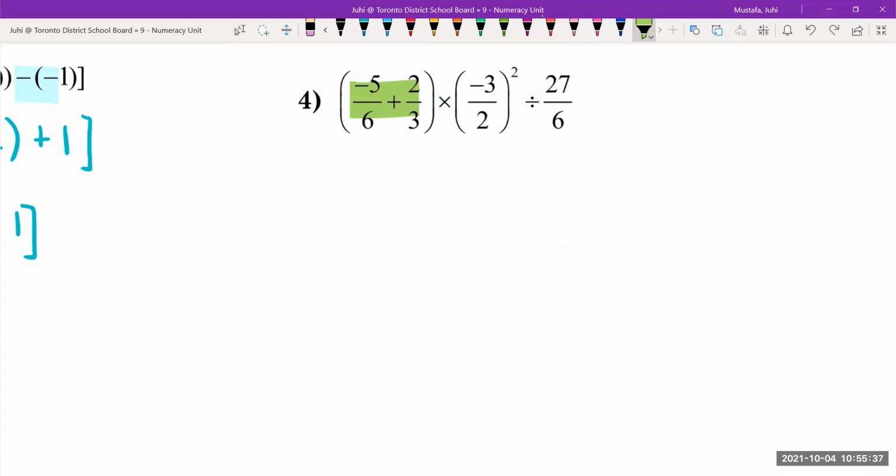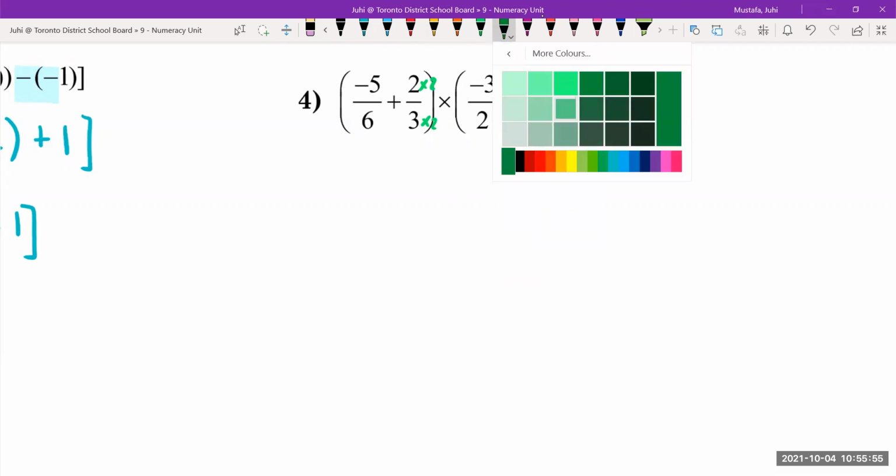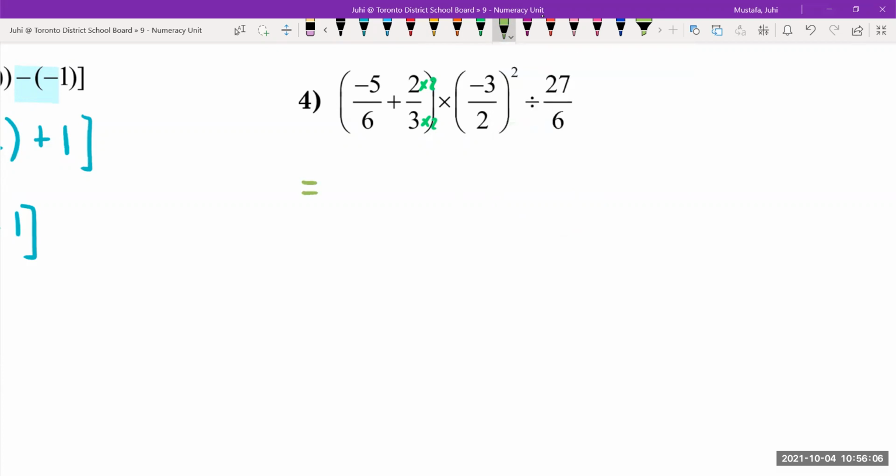So lots going on. But BEDMAS tells us that we should probably start by solving what's inside of this bracket here. How can I solve what's inside of this bracket? Well, I'm going to make it a common denominator by multiplying this by 2 and multiplying this by 2. So that's going to be step number 1. All right, so it's going to be -5/6 plus 4/6. That is what's going to be inside this bracket.